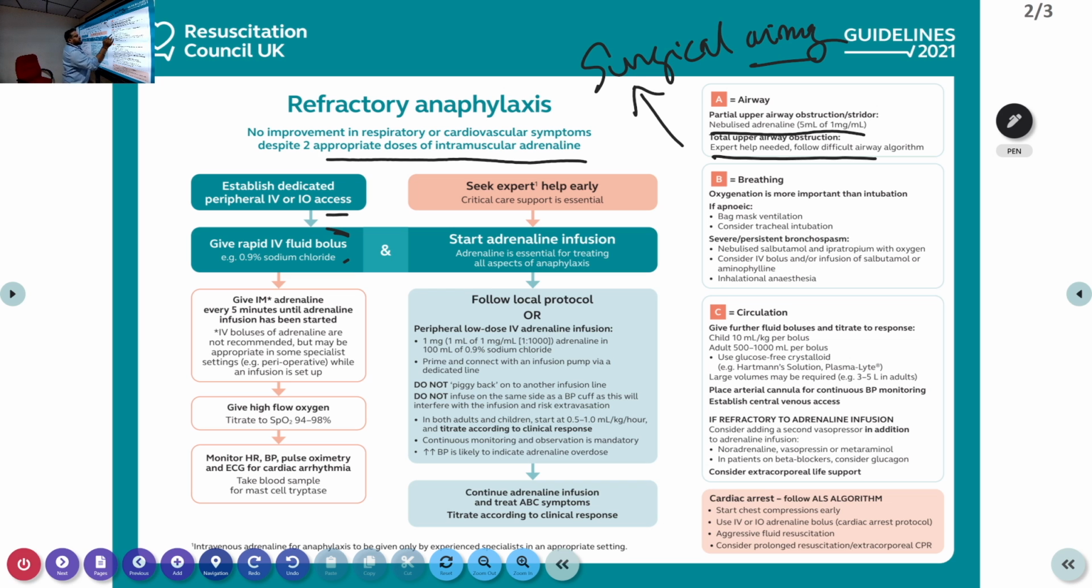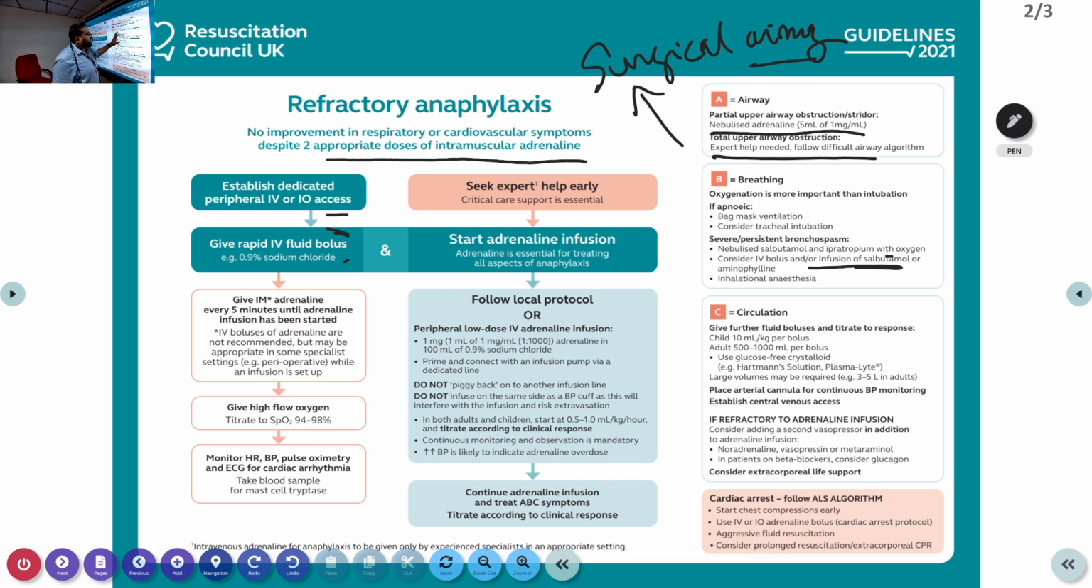Oxygenation, again coming to B, oxygenation is very, very important. So securing the airway is not our priority. You have to continue to oxygenate the patient. So you can consider bag mask or tracheal intubation. And if there is severe bronchospasm, this patient is having persistent bronchospasm, you can give salbutamol and ipratropium with oxygen. And again, IV bolus or infusion of salbutamol or aminophylline. If the patient has got significant wheeze, you can think of starting these things.